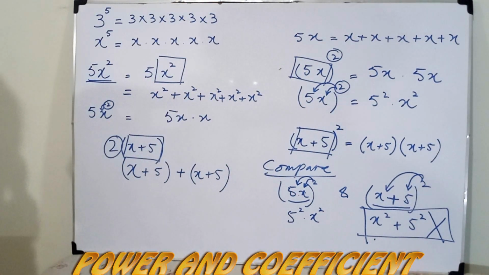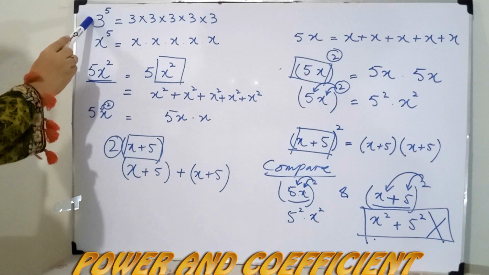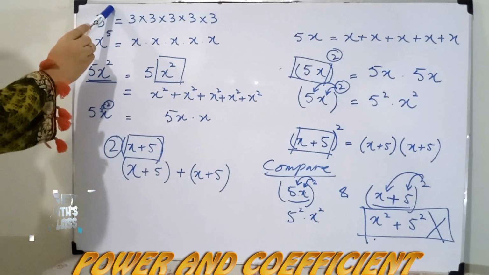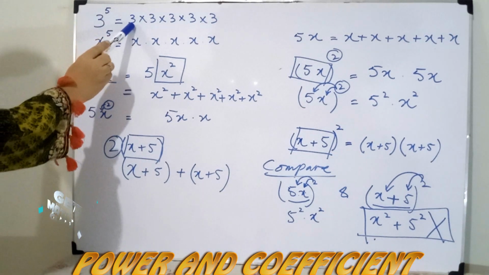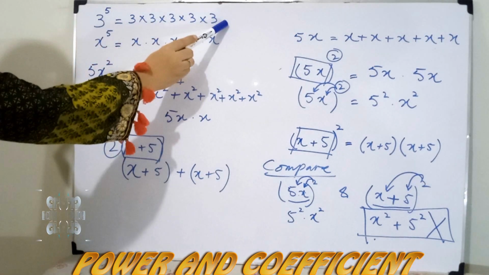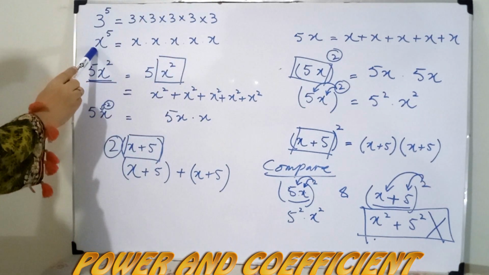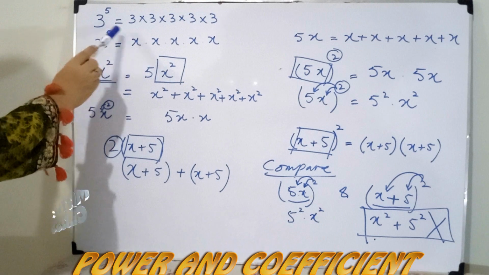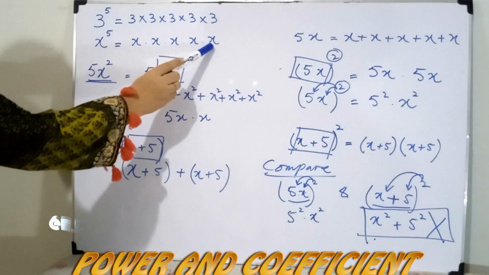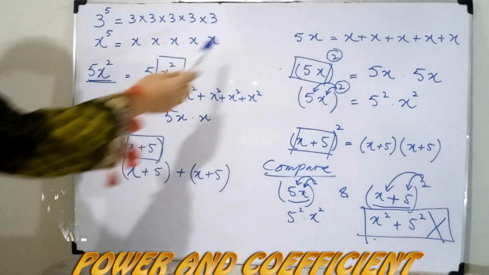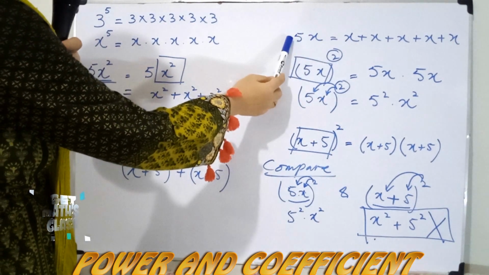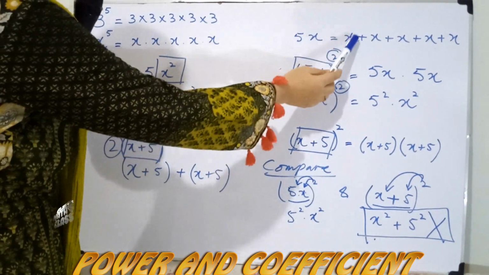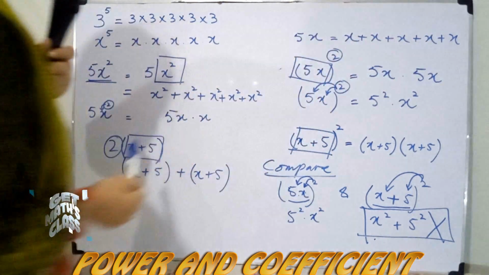Let's again have a look. Here we started with a number with power 5. The power means the number is multiplying itself 5 times. Then we take a variable with the same power. That means the variable is multiplying itself 5 times. Then we took the variable with only coefficient. Coefficient shows the number is adding itself.